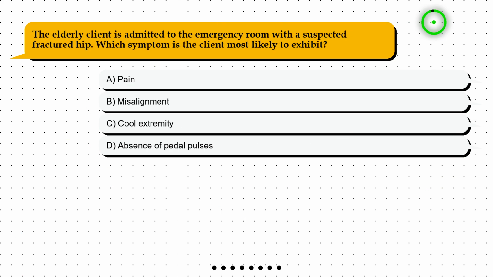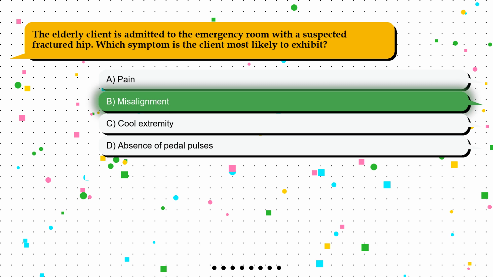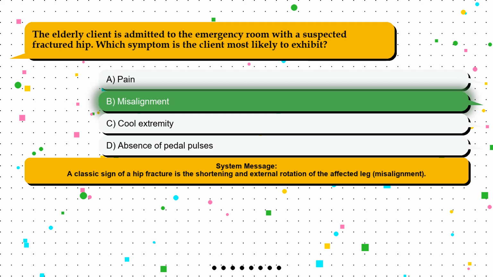Question 5. The elderly client is admitted to the emergency room with a suspected fractured hip. Which symptom is the client most likely to exhibit? Option A, pain. Option B, misalignment. Option C, cool extremity. Option D, absence of pedal pulses. The correct answer is option B, misalignment. A classic sign of a hip fracture is the shortening and external rotation of the affected leg, misalignment.